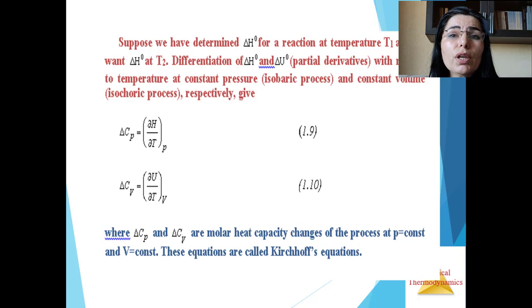In thermochemical and thermodynamic calculations, as a rule, molar heat capacities of bodies are used. Molar heat capacity is an amount of heat which is needed for heating 1 mole of substance by 1 Kelvin and is expressed by this formula.